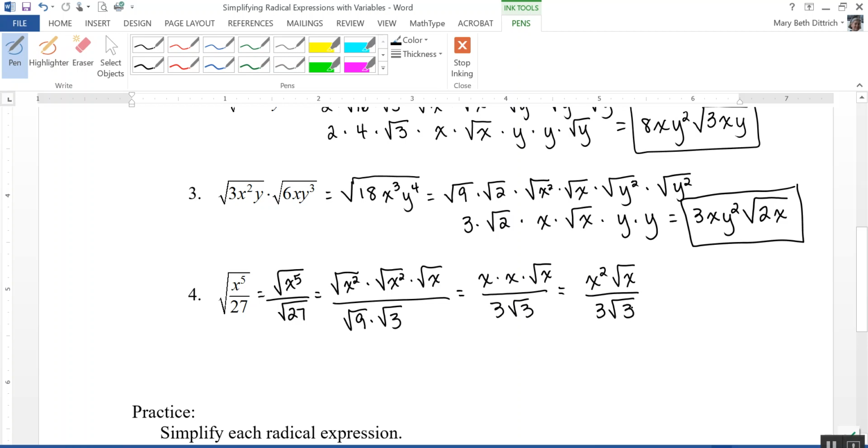But that is not simplified because I have a square root of 3 in the denominator, so I need to rationalize that denominator by multiplying by a square root of 3 over square root of 3.